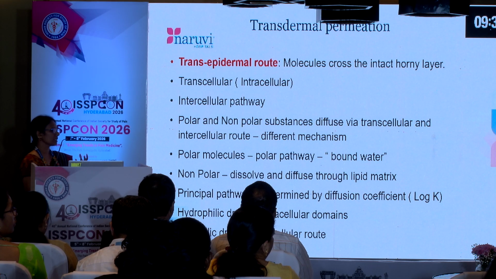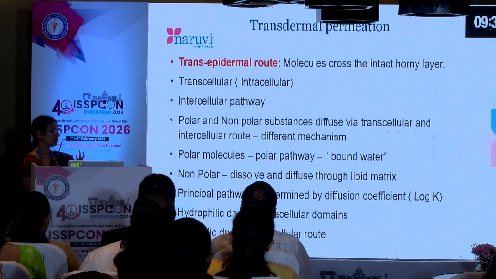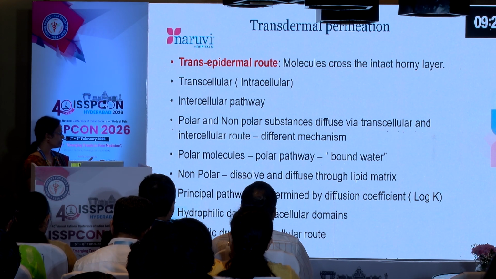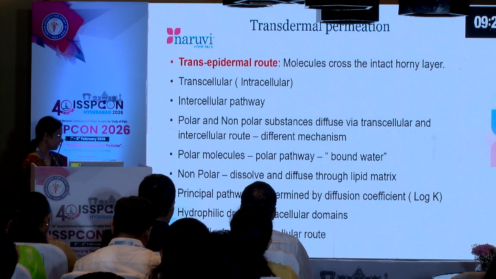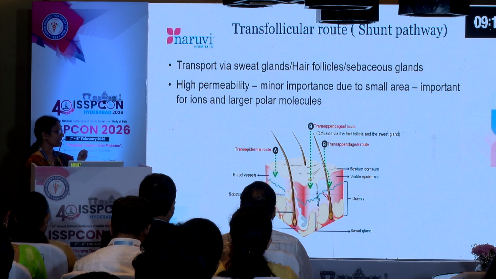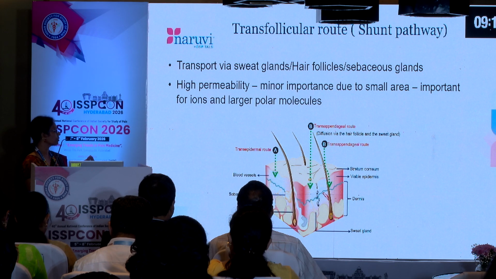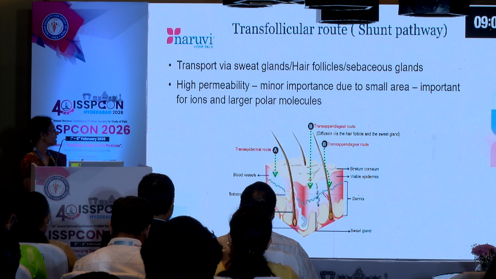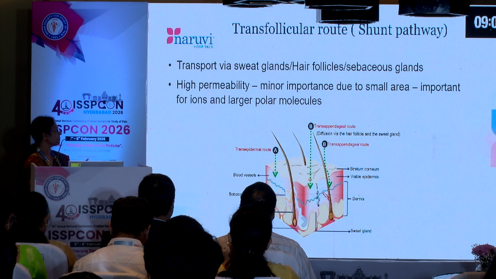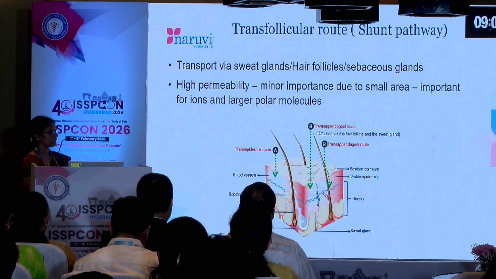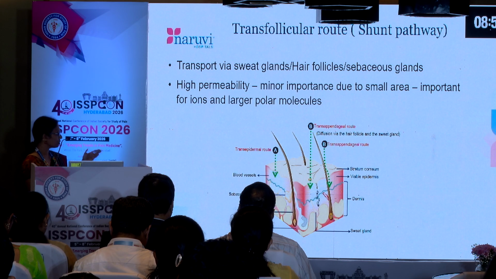Molecules which are more hydrophilic or more polar will take the transcellular pathway. The other molecules which are more lipid soluble will take the intercellular route. And there is something called the shunt pathway, through which a very small amount of drug goes, because it goes through the hair follicle, sebaceous glands and the sweat glands. The surface area of this is very limited, so the number of molecules that go through this is very limited, but this is very important for drugs which are very ionic or have larger polar molecules or high molecular weight. They go through this pathway.